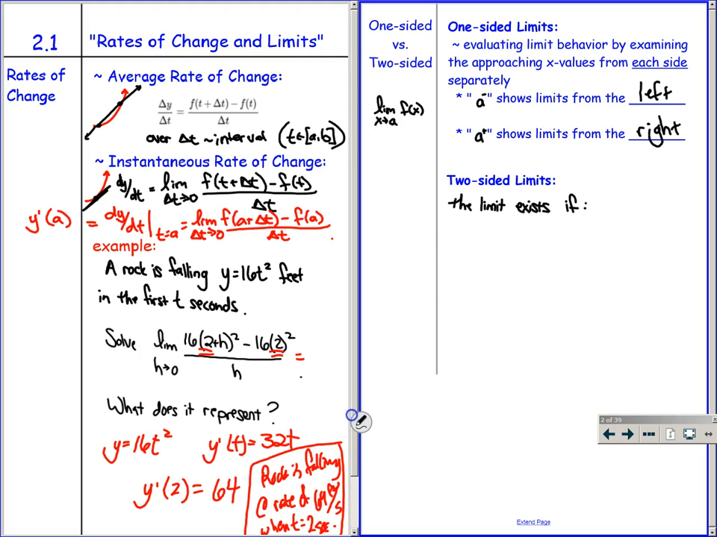The limit exists if the one-sided limits are equal. Can I put that mathematically? Wait a minute, hold on. Ooh, this is the definition of continuous, right? The limit as x approaches a from below equals the limit as x approaches a from above equals f of a. I should write that, right? No. Why can't I write equals f of a?